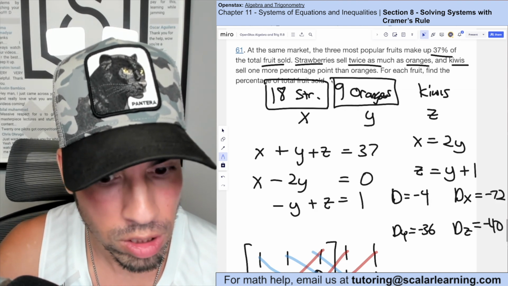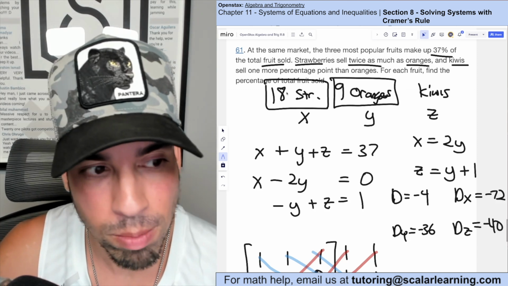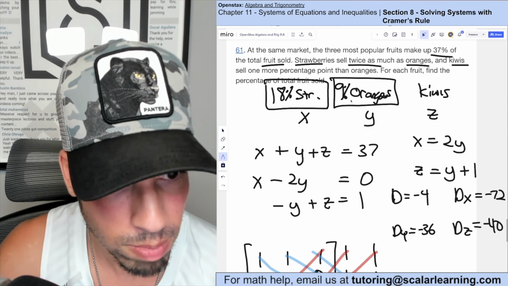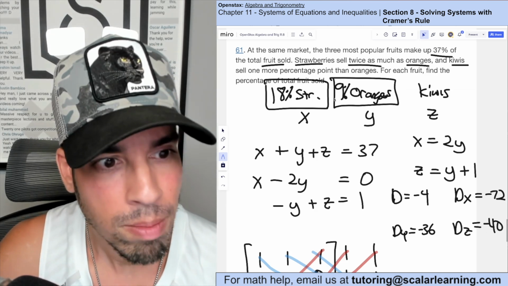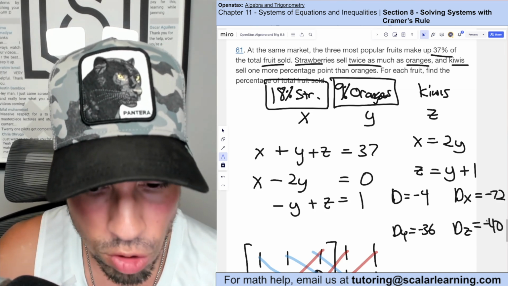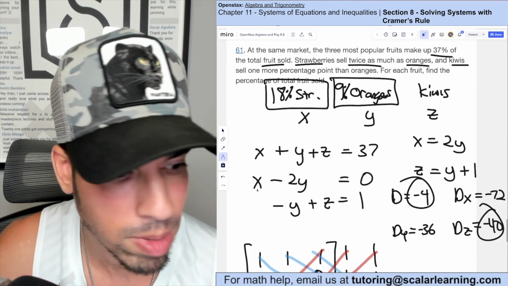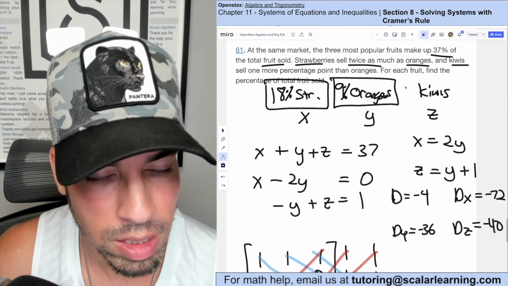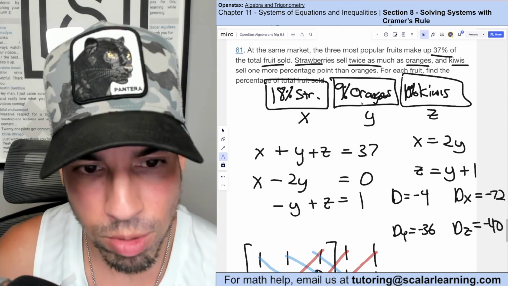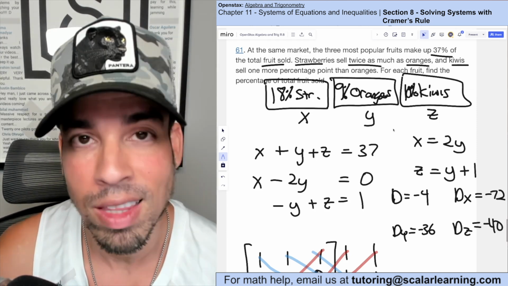For oranges, that's Y. And by the way, these represent percentages. So it should be 18%, I should say. 9% make up oranges. And then kiwis. And by the way, this adds up to 27. So kiwis should be 10. But just to see that it still works out with Cramer's rule, negative 40 divided by negative 4 is indeed 10. And that's a percent, right? So 18% strawberries, 9% oranges, 10% kiwis. That's how you do it.